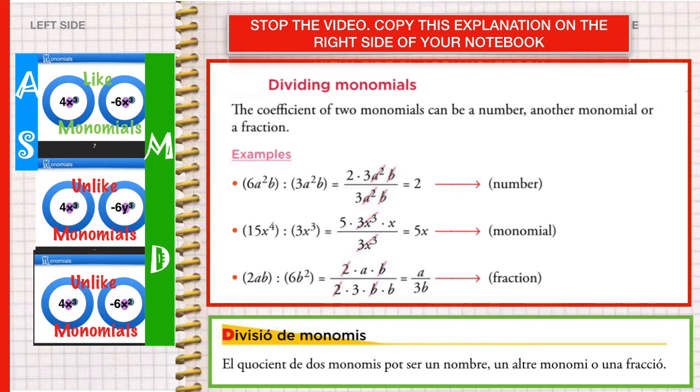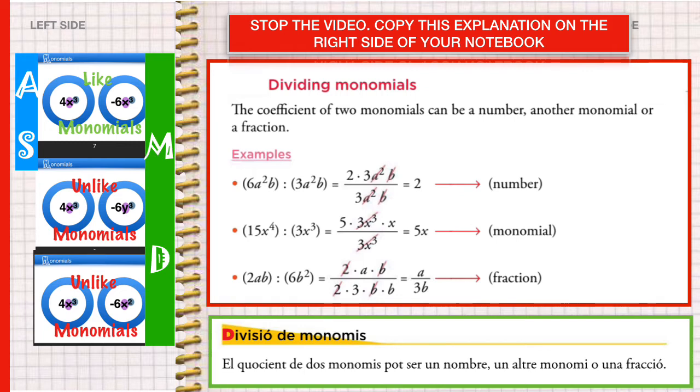15x to the power of 4 divided by 3x to the power of 3, when you simplify, is 5x. 2ab divided by 6b squared, when you simplify, the result is a over 3b, a fraction. It's not a monomial. It's an algebraic expression, but not a monomial, because the letter is in the denominator.